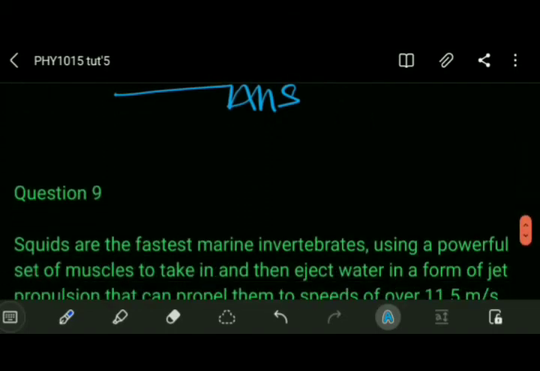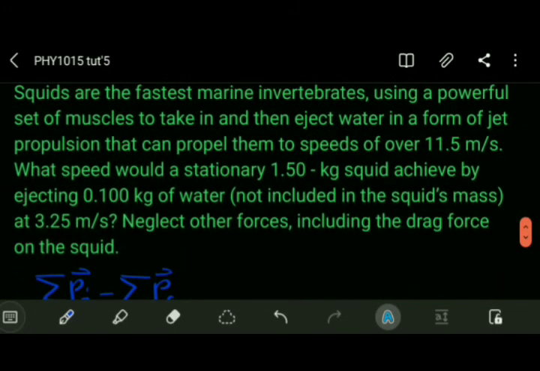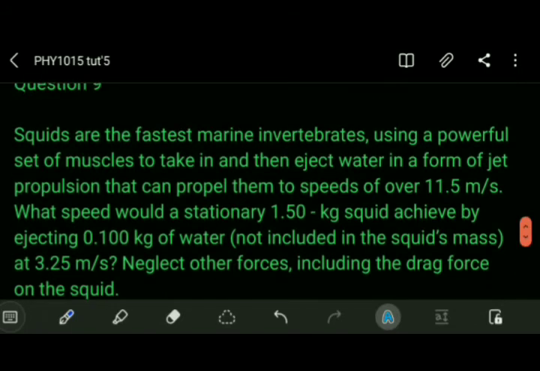Okay, question 9. Squids. What's a squid anyway? We're being told it's the fastest marine invertebrate, using a powerful set of muscles to take in and then eject water in a form of jet propulsion that can propel them to speeds of over 11.5 meters per second.